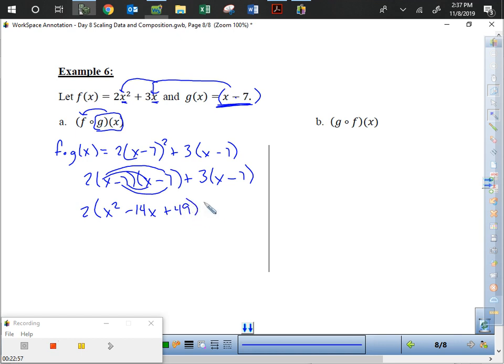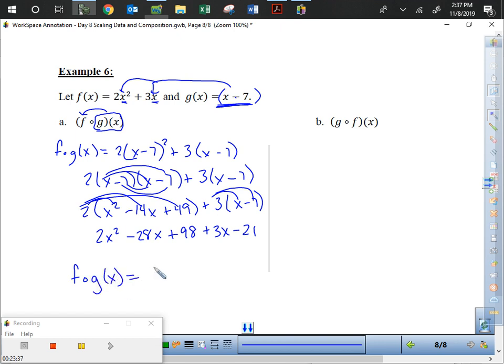Now what we're going to do is go ahead and distribute these things through so that we can combine like terms. So we've got 2x squared minus 28x plus 98. Then we've got plus 3x and minus 21. So, all the way through here, you don't have to write this f of g of x every single time, but you do have to write it when you're done. Okay, so if you need to write it on every step so you don't forget it, please do that.